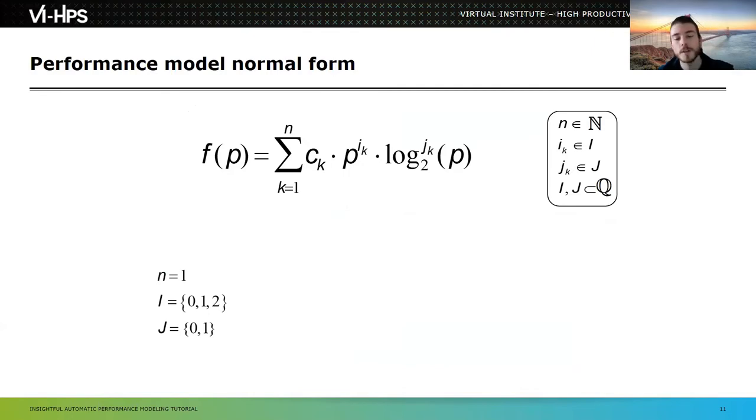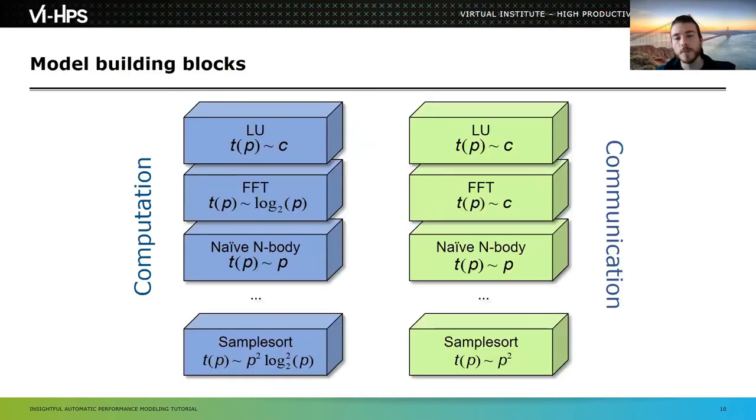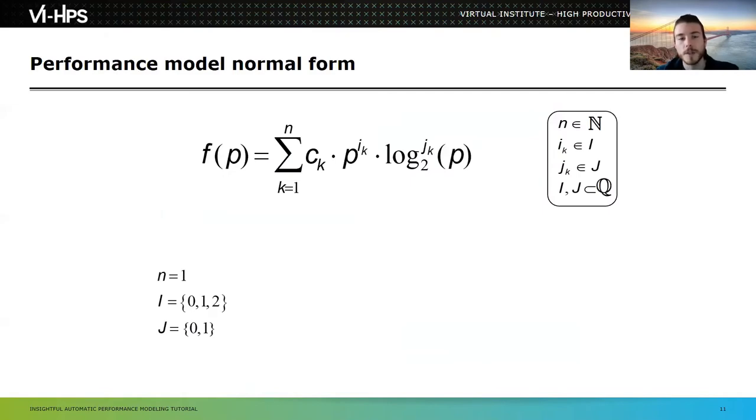So XRP is based on something that we call the performance model normal form. The performance model normal form basically functions like a primer. On one hand, it allows us to build the performance models using these building blocks that I showed you before. And on the other hand, it restricts the search space of our approach.